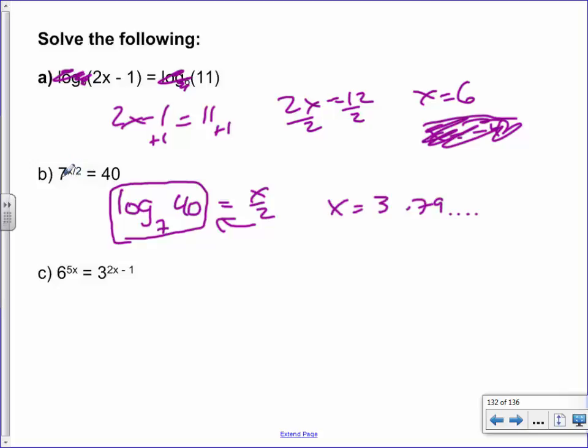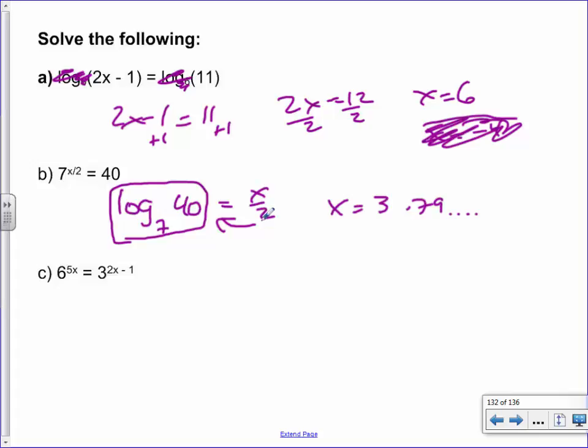So then this is the base. This 7 goes down here as the base right there. This 40 right here is the solution. That goes right here, because then the exponent, which we were not previously able to get by itself, now over here, it's by itself. Did that answer your question or no?